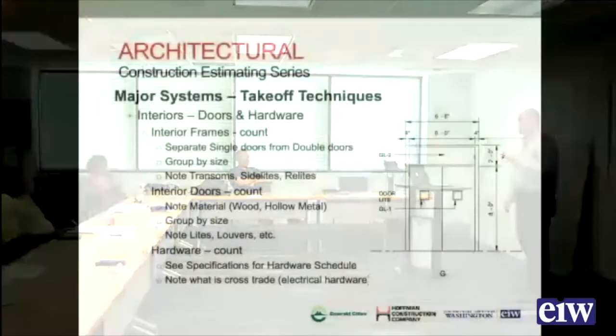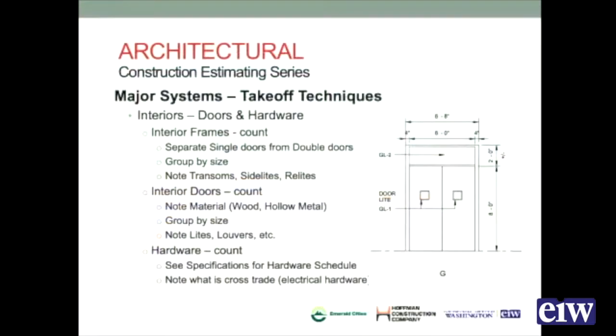One thing to note too, if you're looking at this, is cross-trade hardware. Electrical hardware is the typical thing. Electrical hardware will often be purchased by whoever's supplying the door hardware, but it's installed by the electrician because it needs to be wired. So you need to understand those scopes of work and how that scope of work is divided up.